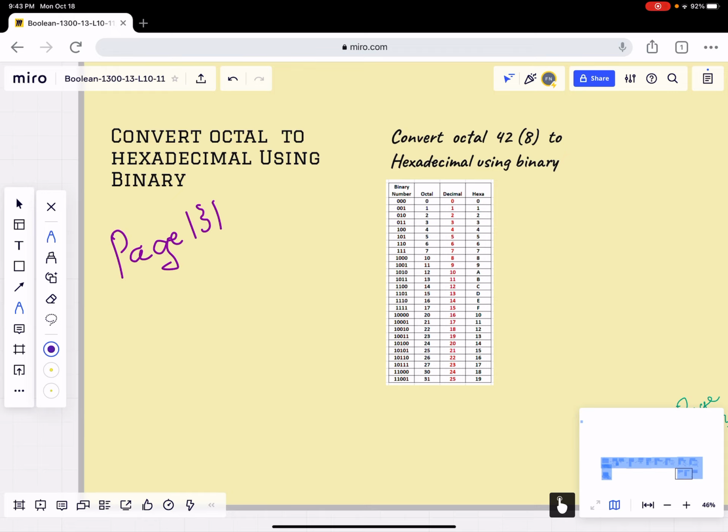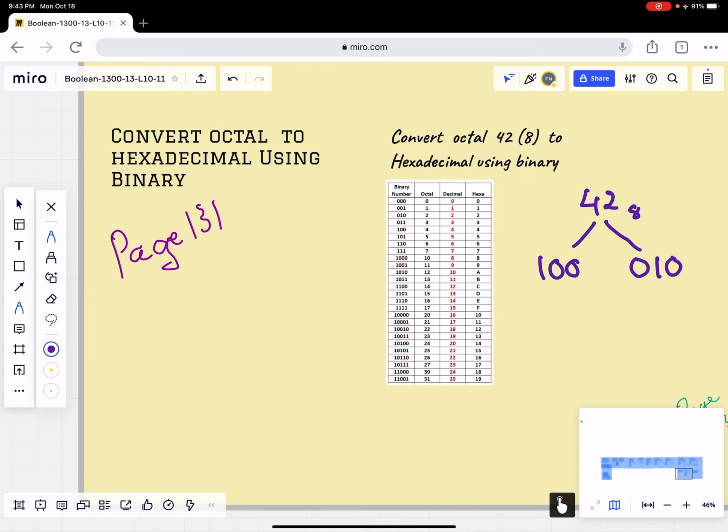Let's do two more problems. On page 131, you want to convert from octal to hexadecimal using binary. So I'm going to write out 42 as the octal number, and I want to change to hexadecimal, but I'm using binary. So what is 3 bits for the 4 and 3 bits for the 2? So 3 bits for the 2 is 0, 1, 0, and 3 bits for the 4 is 1, 0, 0.